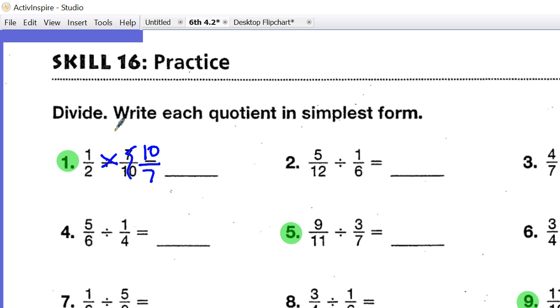I now can choose to either multiply my numerators and denominators, or I can simplify. 10 and 2 share a factor of 2, so I'm going to simplify. 2 goes into itself once, and 2 goes into 10 5 times. And now my numerators are 1 times 5 and 1 times 7. The answer is 5/7.